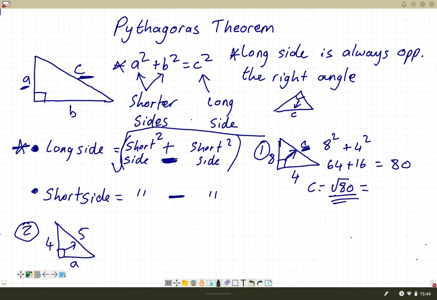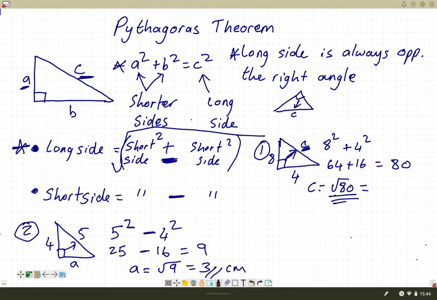I'm trying to work out a short side, so I'm going to take away. I'm going to get the long side squared, so 5 squared, take away the short side squared, the one that I've got, so 4 squared. That gives me 25 minus 16, which is 9. So A will be the square root of 9, which is 3. 3 centimeters if this is in centimeters.